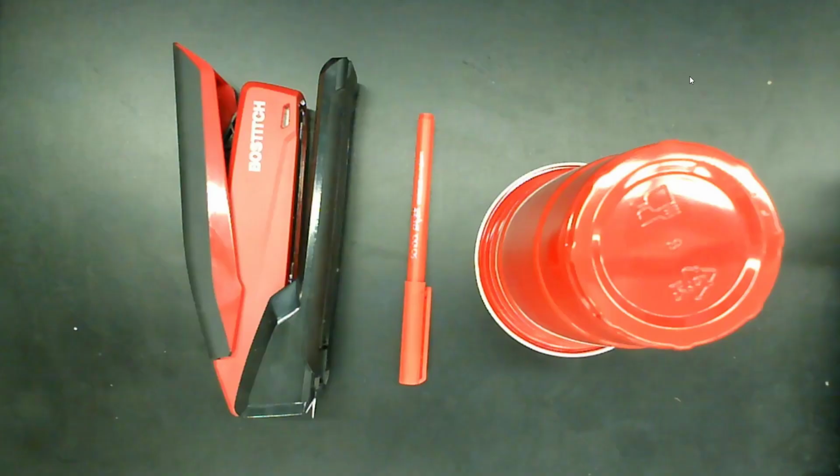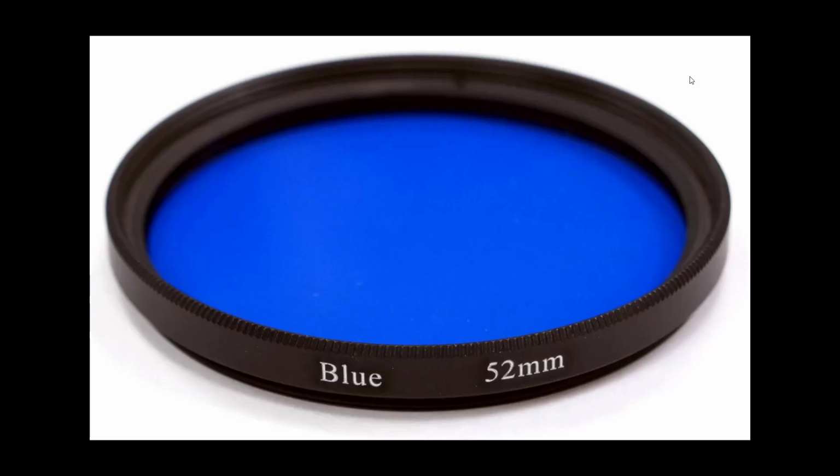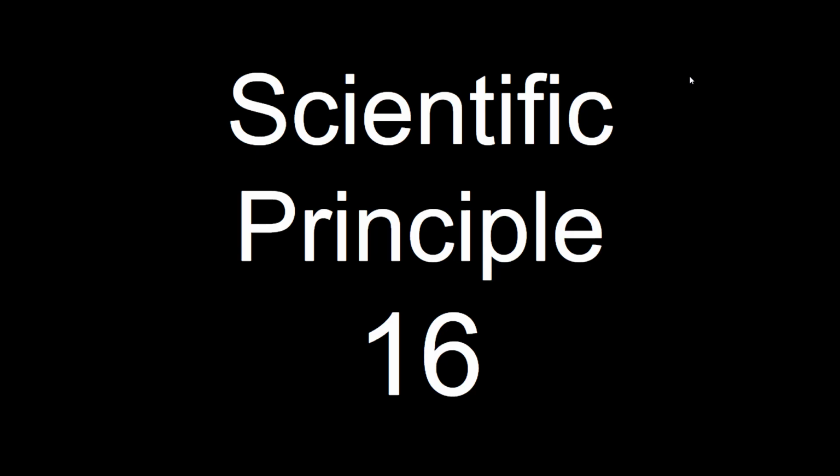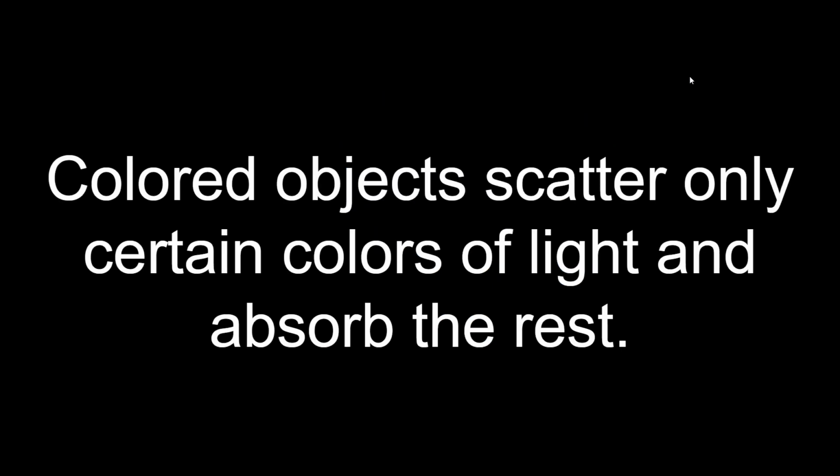So under what conditions would you expect a red object to appear black? Well, here are some red objects. If we take a blue filter, which only allows blue light to travel through it, the red objects will appear black because the red objects only scatter red light and absorb all other colors, and the blue filter only allows blue light to come through, so the red objects will appear black. Scientific principle number 16. Colored objects scatter only certain colors of light and absorb the rest.